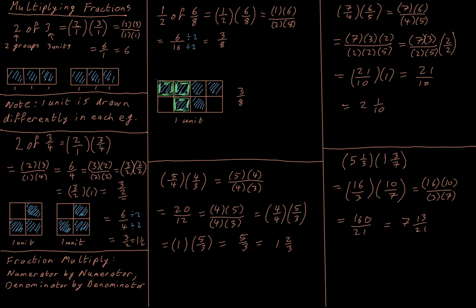So the rule is fairly straightforward. We have numerator by numerator, denominator by denominator. We don't need to get any common denominators or anything like that. We are counting up how many of each thing we've got. And that's all we have to worry about for multiplying fractions.